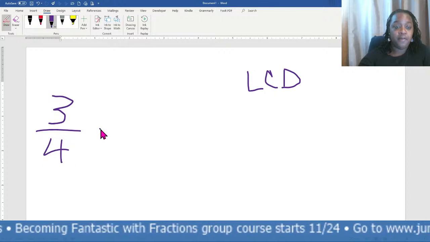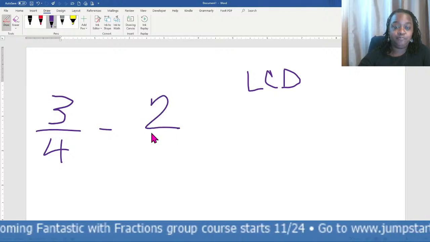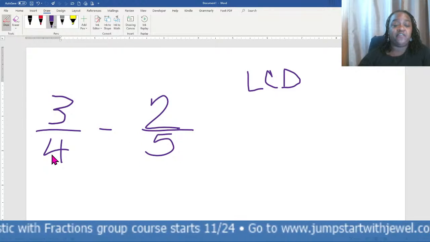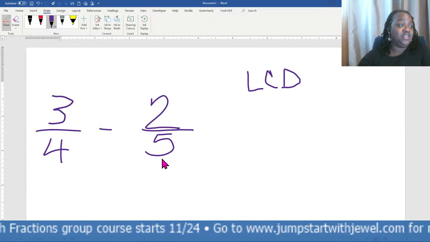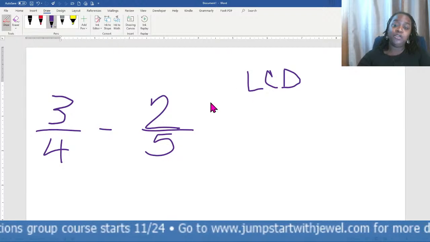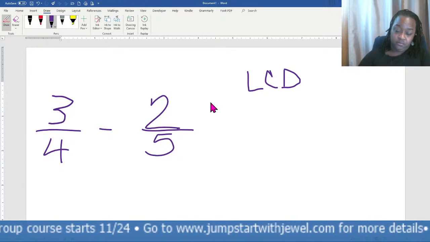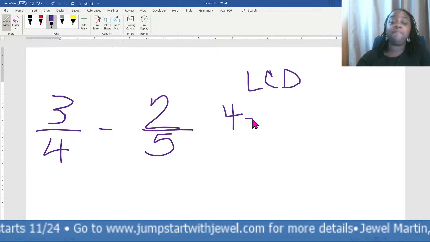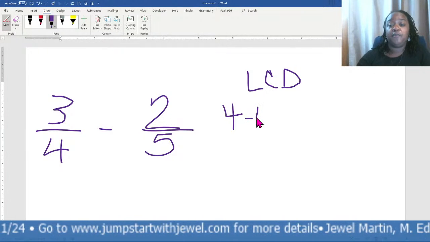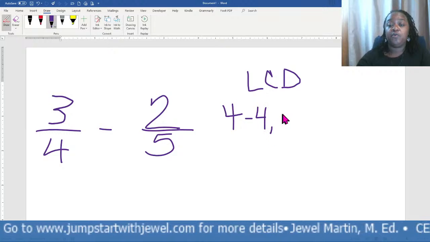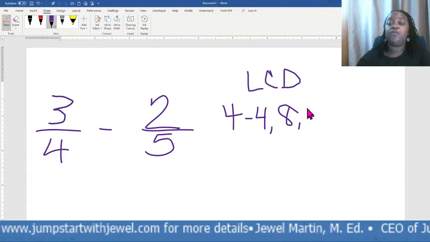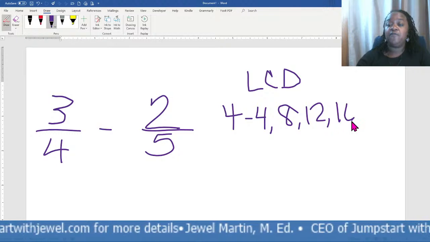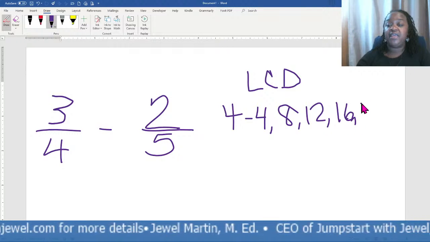3/4 minus 2/5. Okay, so we've got a 4 and a 5 as the denominator. Now, if you don't know your multiplication facts, if you have to list the multiples again, that's fine. So what are the multiples of 4? 4 times 1 is 4. 4 times 2 is 8. 4 times 3 is 12. 4 times 4 is 16. 4 times 5 is 20.